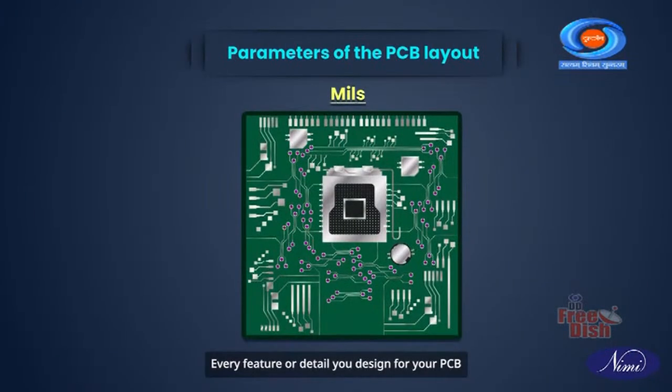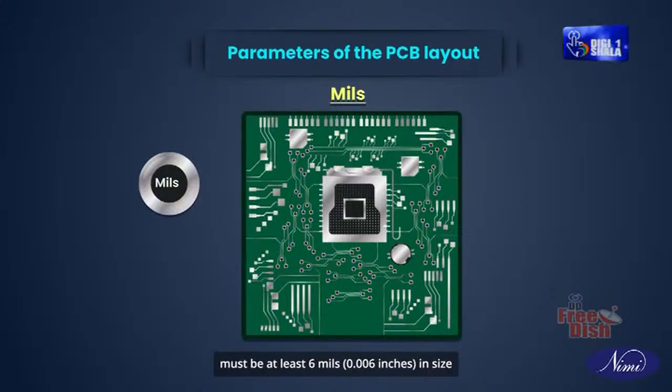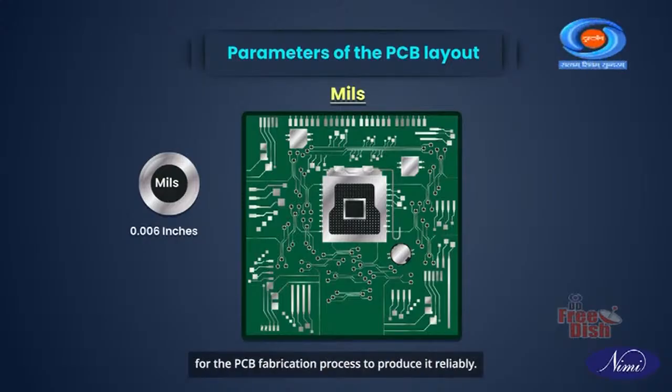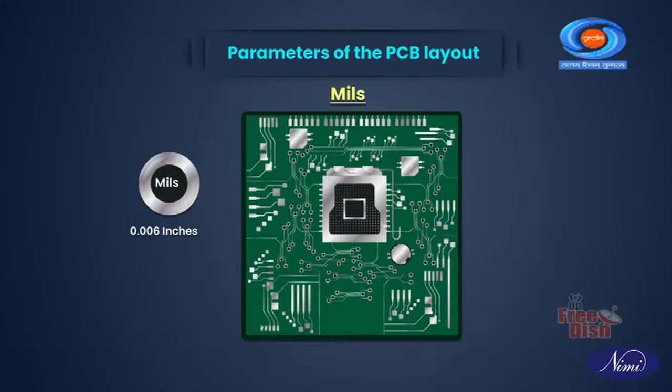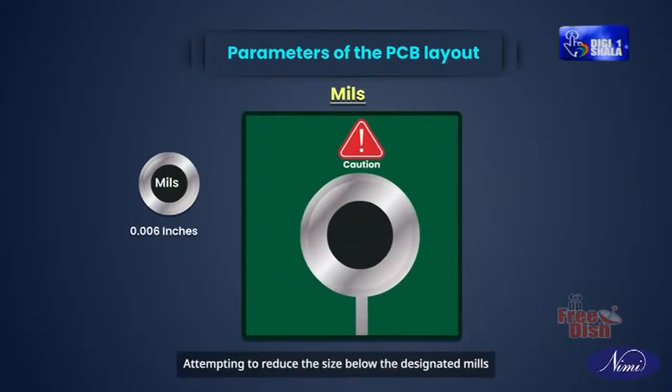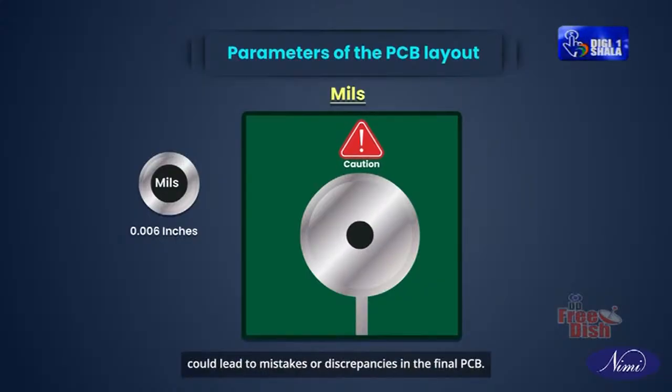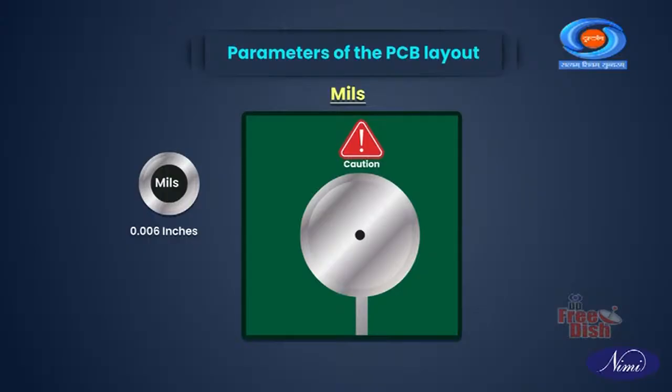Mils. Every feature or detail you design for your PCB must be at least 6 mils or 0.006 inches in size for the PCB fabrication process to produce it reliably. Attempting to reduce the size below the designated mils could lead to mistakes or discrepancies in the final PCB.